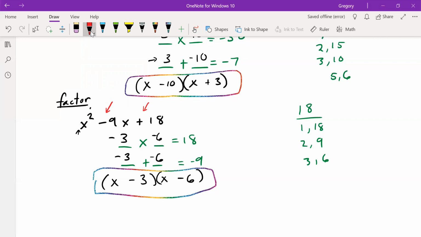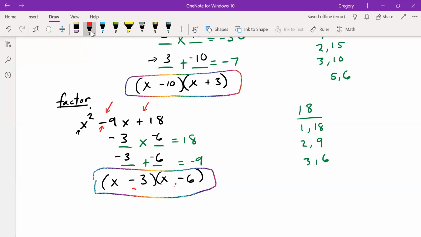But one thing you can look out for is whenever I have a positive sign at the end here, so plus 18, whenever that's positive, there's only two choices then. That means both of these terms are either going to be positive or they're both going to be negative. So in this case, they're both negative. And that's pretty obvious because we have to have a negative middle term. So it only makes sense that they're negative. So that's something you can use just to confirm what you might be finding.